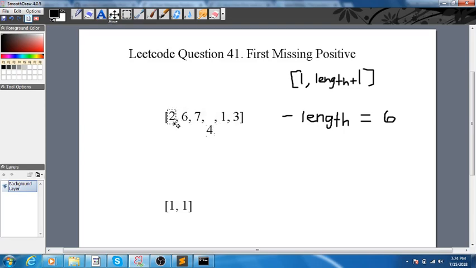Sorry, I'm not the best swapper. It's a skill you gotta learn, swapping. And then we'll check, okay, does a 2 go here? We'll check, okay, first, does a 2 go here?